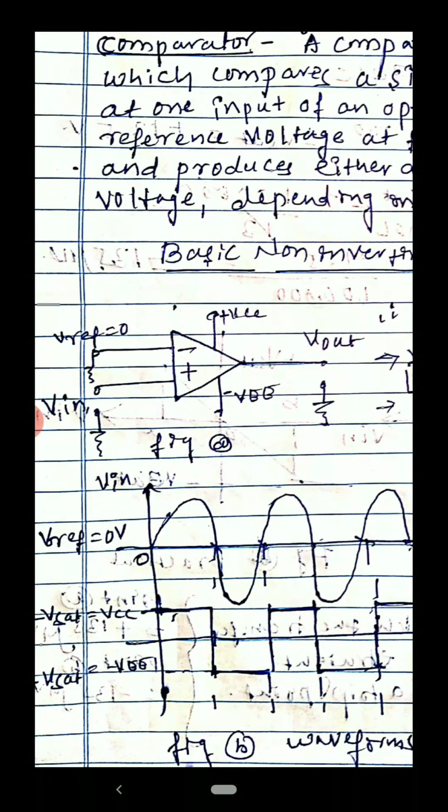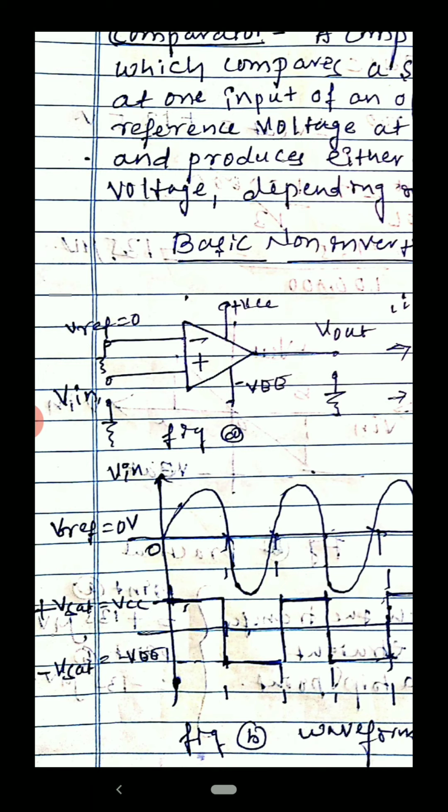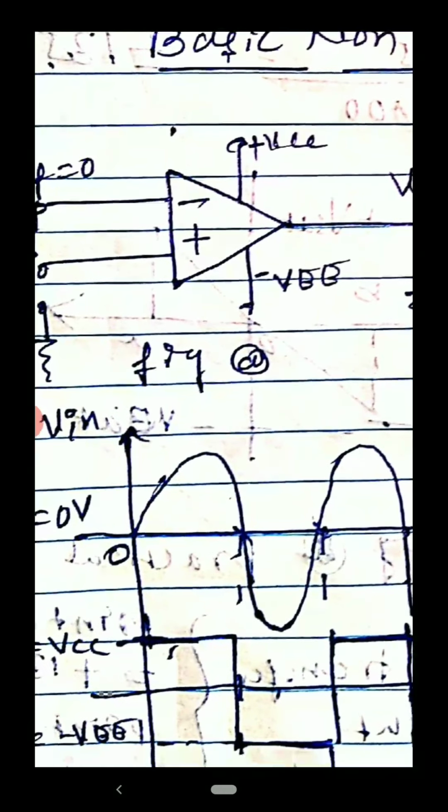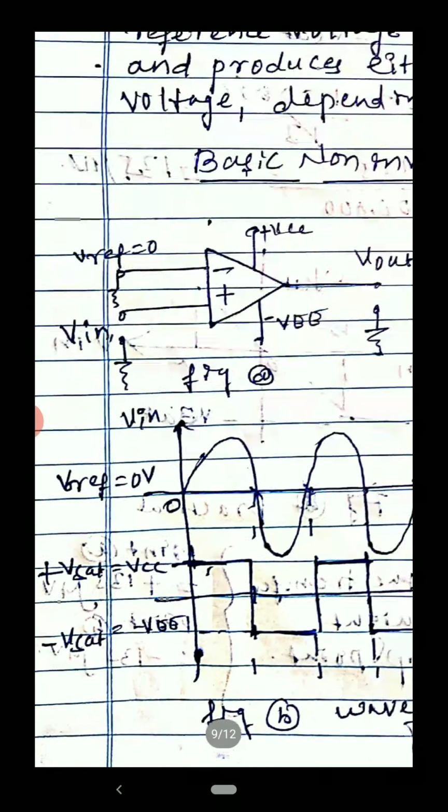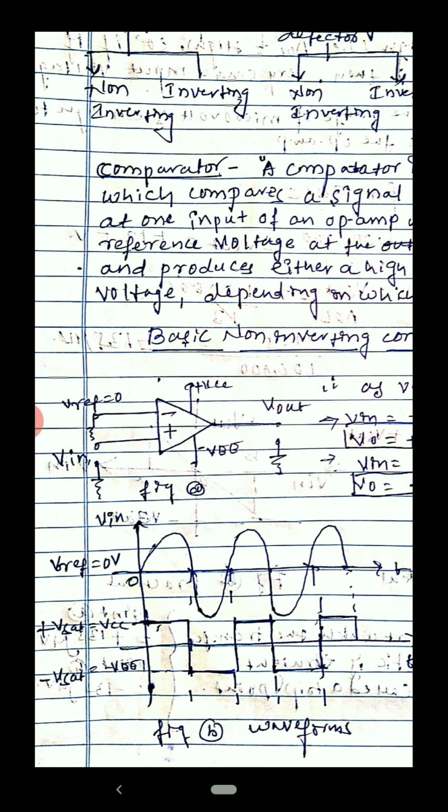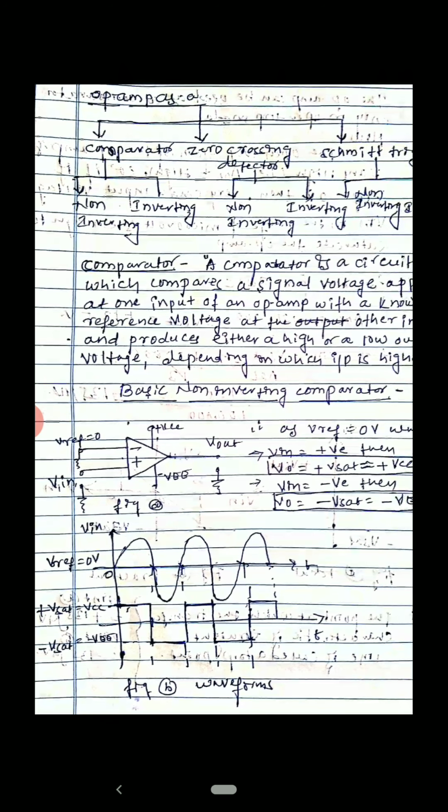Now observe what is happening in this diagram. As soon as your input voltage V input is more than 0, you get an output which is plus V saturation, right? This plus V saturation stays until V input comes to 0 again. Once it becomes negative, you get minus V saturation, right? Similarly, once it rises from 0 to the positive side, again it becomes plus. So like this, you will get a perfect square wave in the basic non-inverting comparator with reference voltage as 0.